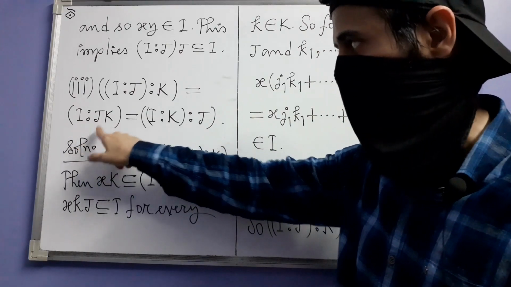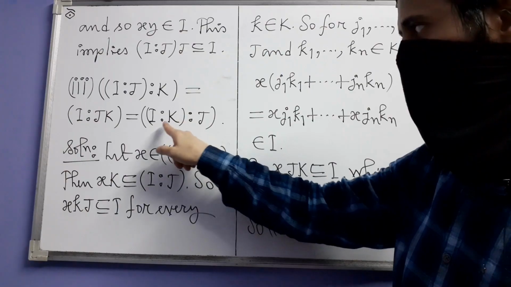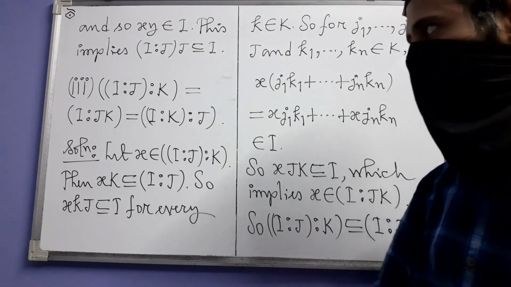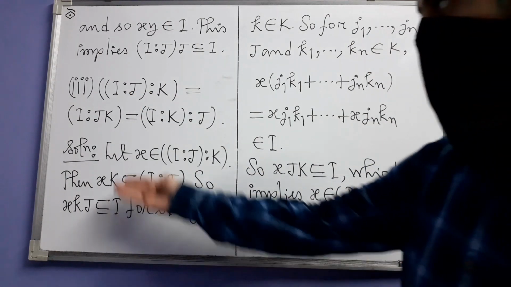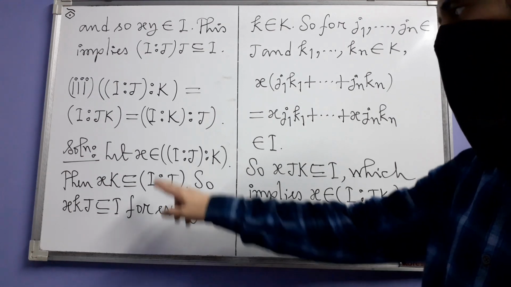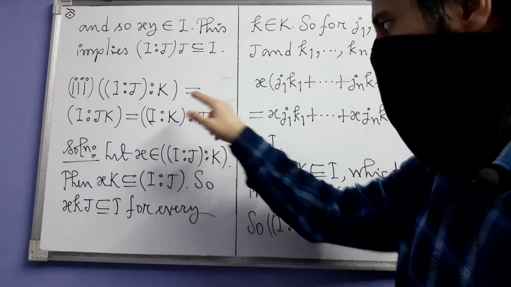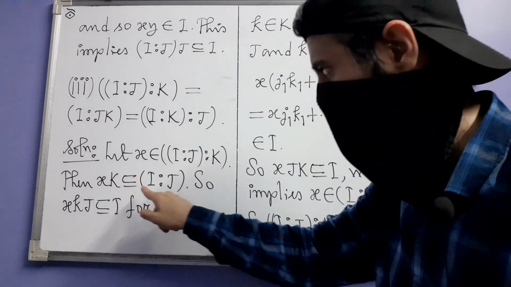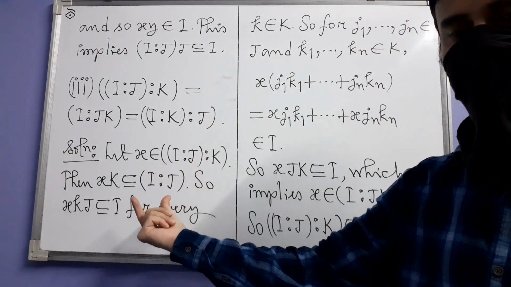quotient of I and JK, and this is equal to the ideal quotient of I colon K and J. Okay, so this is like a nested ideal quotient, and this is an ordinary ideal quotient. So what we did, we took any arbitrary element x here. So by the definition of this, xK will be contained in this first ideal, which itself is an ideal quotient.